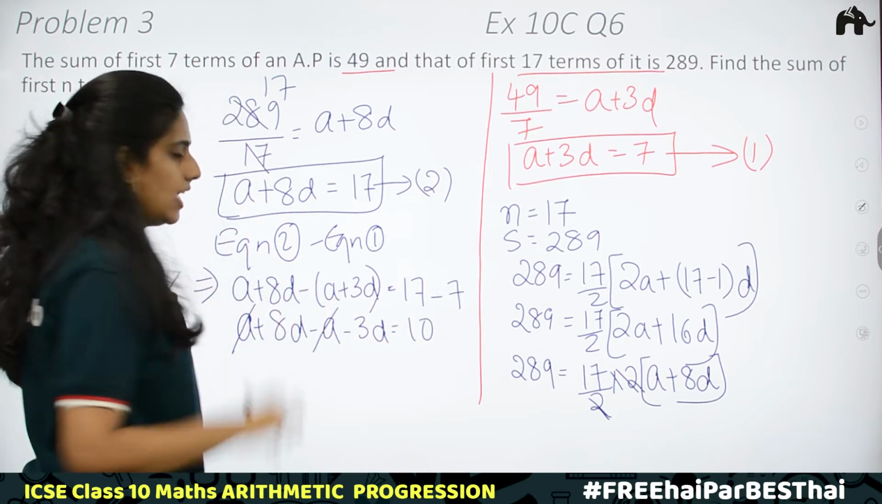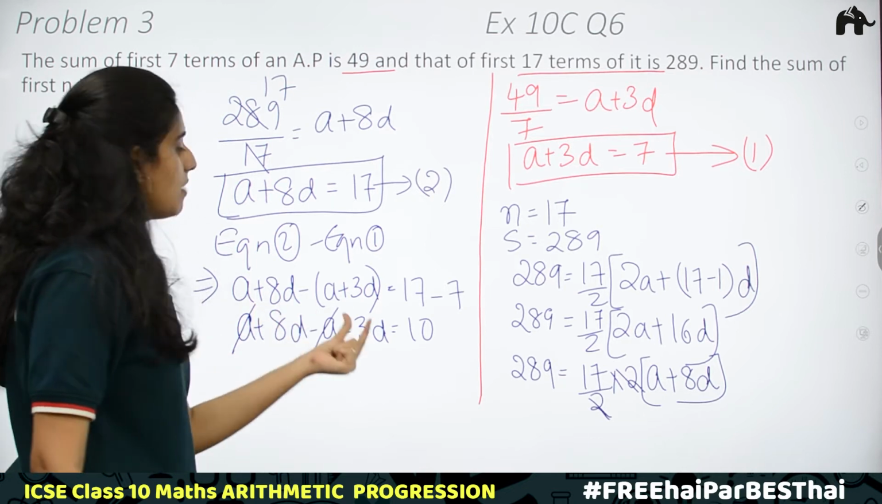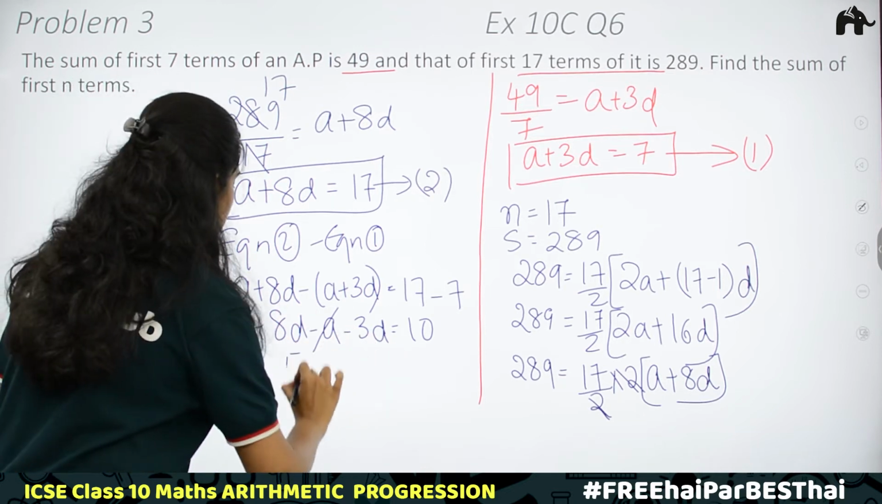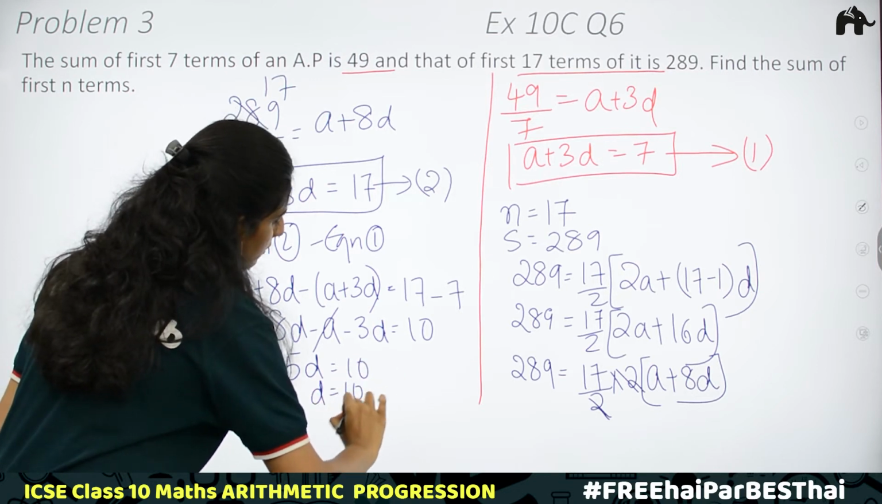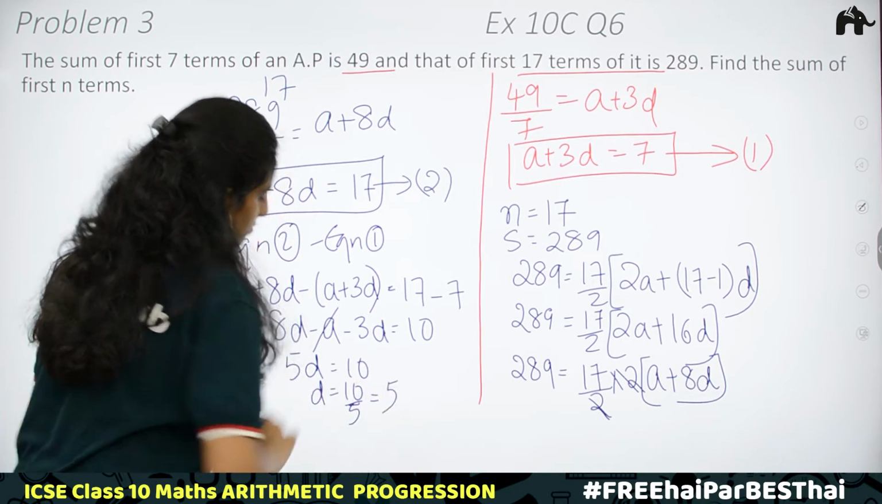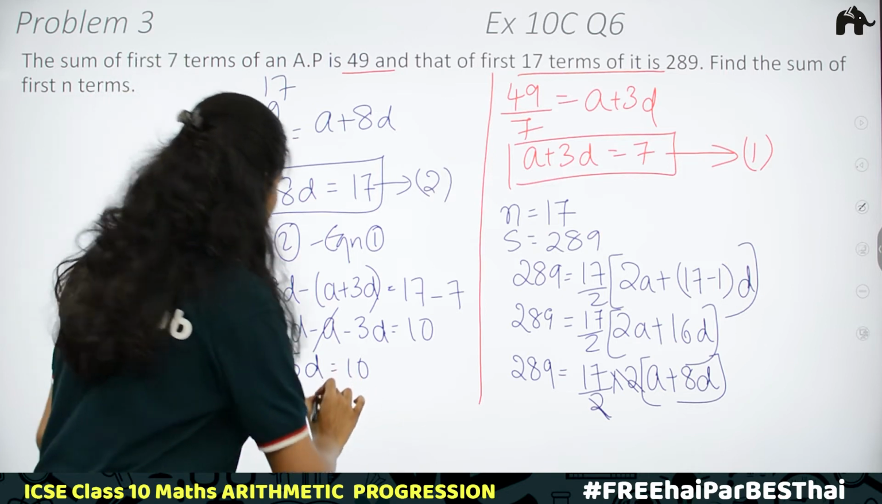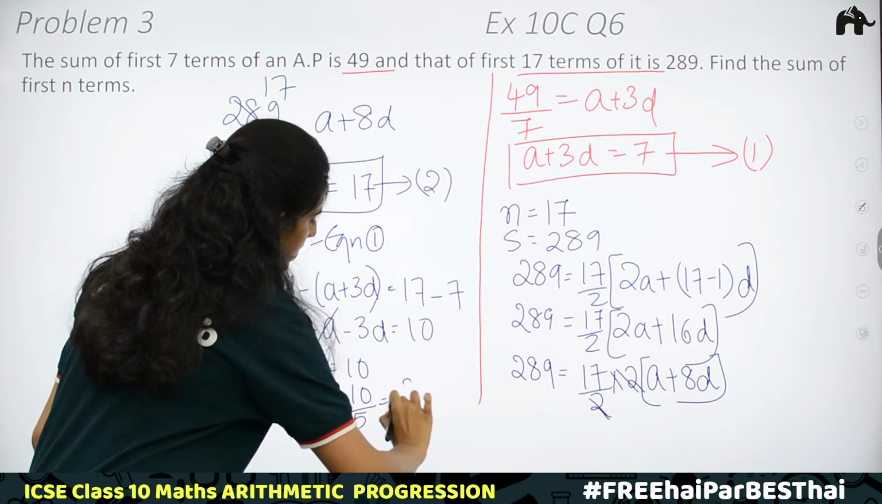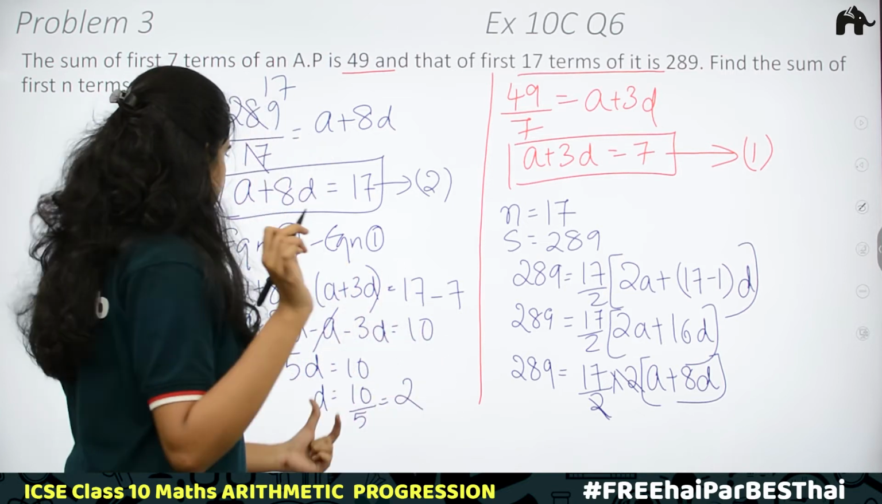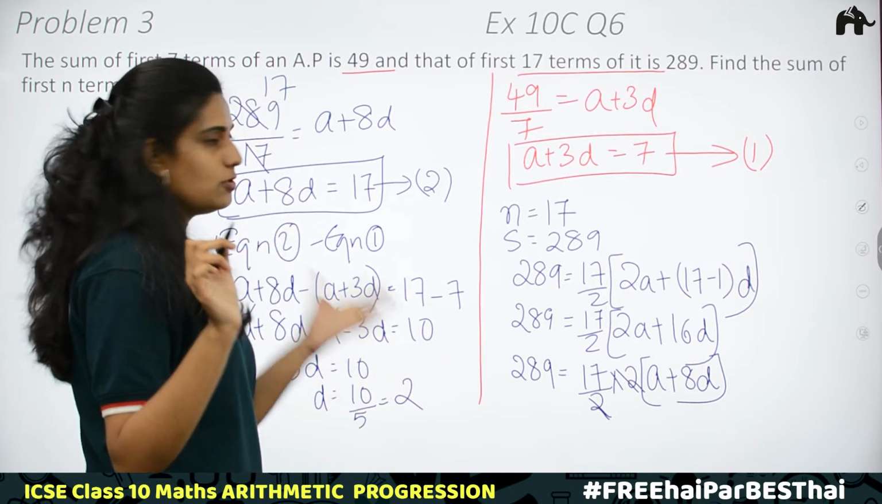a minus a can be cancelled. 8d minus 3d is 5d. 5d is equal to 10, or d is equal to 10 divided by 5, which is equal to 2. We got the value of d is equal to 2.